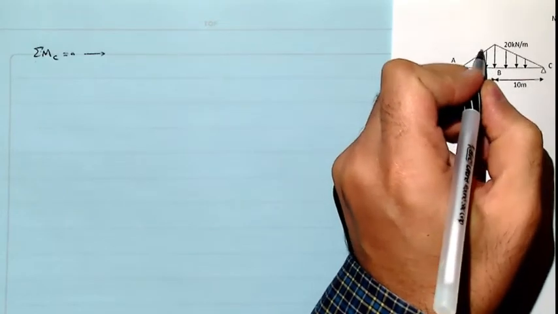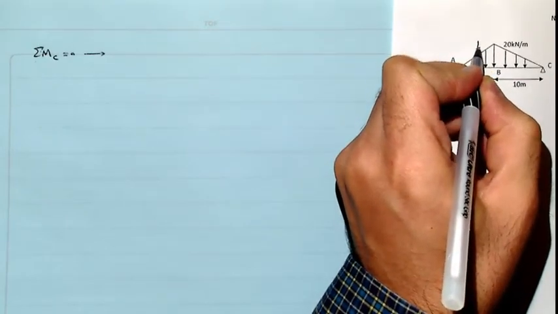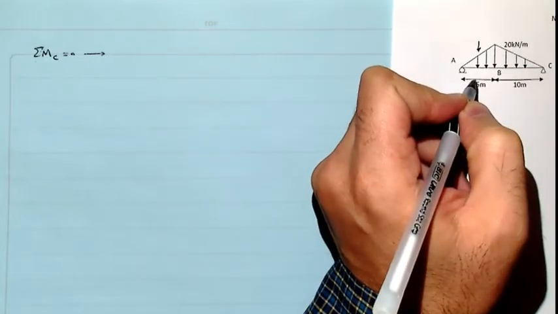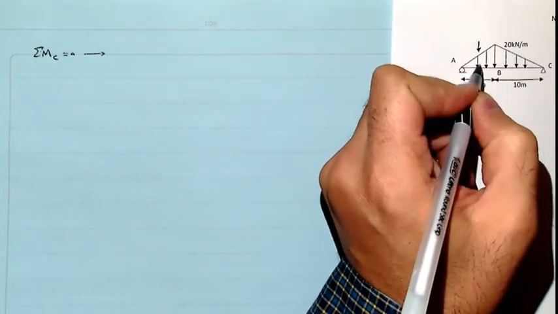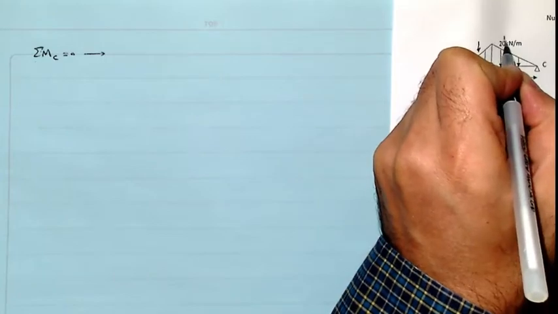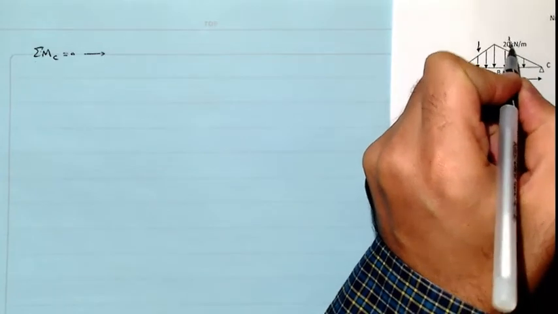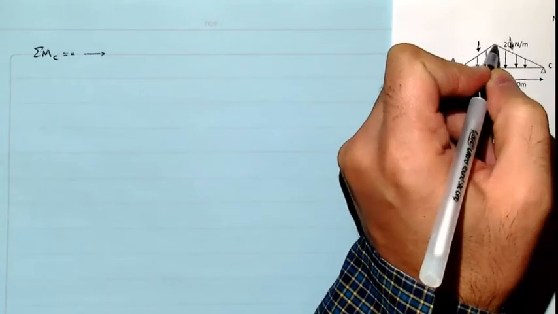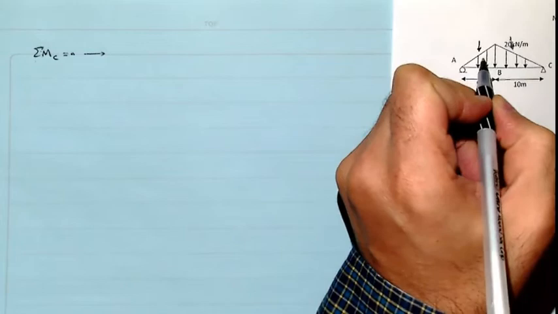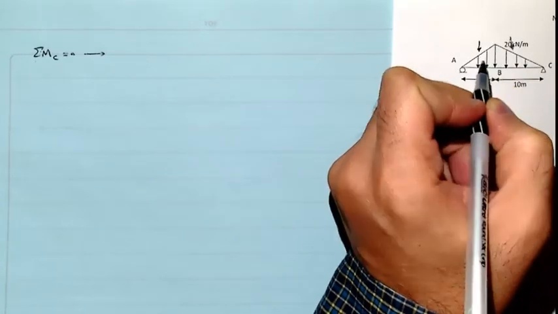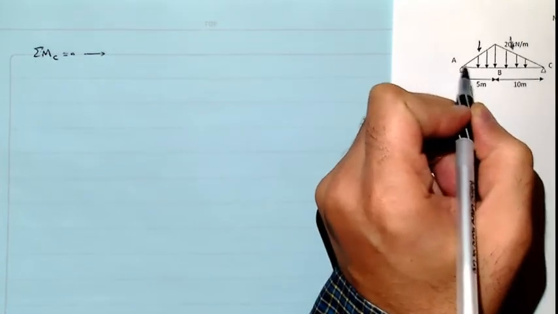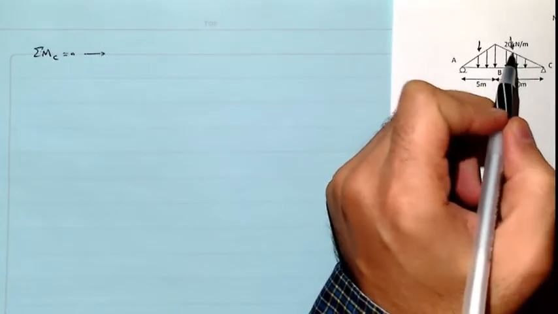First, we have to convert it to a concentrated load, which for this case would be 20 multiplied by 5 divided by 2, which is the area of the triangle. For the other section here, as you see, we have to convert it to a concentrated load and calculate 10 multiplied by 20 divided by 2. The location of this load would be 1/3 from the base, and 2/3 from the apex, at point A. The same for this one.